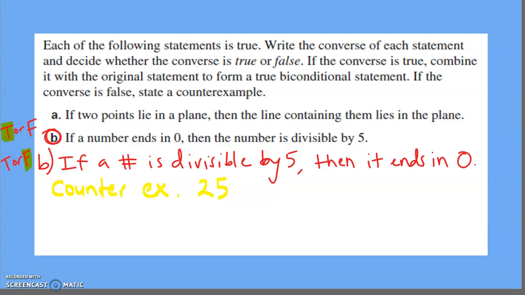But statement B is not true, or the converse is not true. This means that the argument does not work in both directions. Therefore, this argument cannot be written as a biconditional statement. So, again, if the converse is false, just state a counterexample. You cannot write this statement as a biconditional because the argument does not work in both directions.